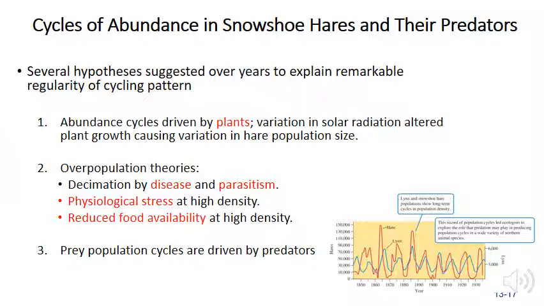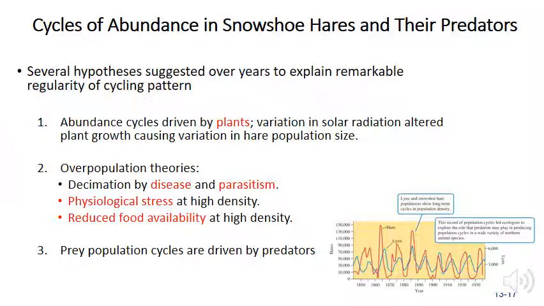So the first set of theories or hypotheses as to what drove these cycles came from Charles Elton in the 1920s, and he was convinced that these remarkably regular cycles in hare population were driven by plants. So he thought that variation in solar activity or sunspot activity altered plant growth, and that in turn caused variations in hare population sizes. What it was later found out was that variations in sunspot activity over the years didn't match those population cycles in snowshoe hares.